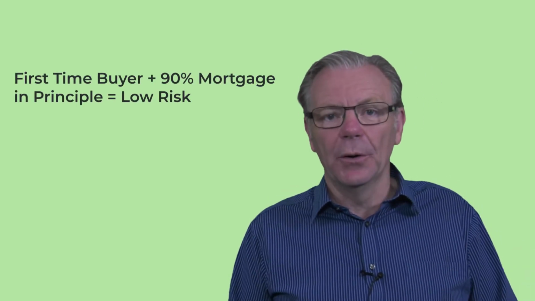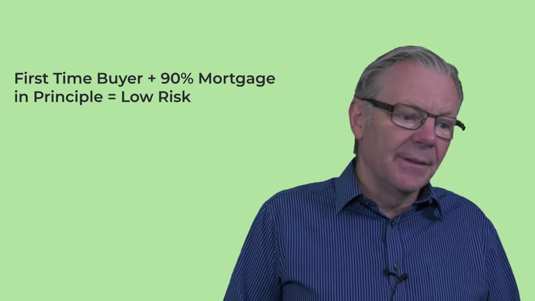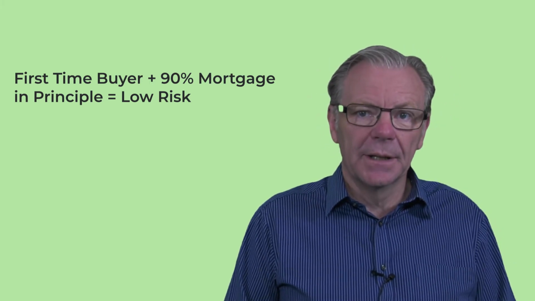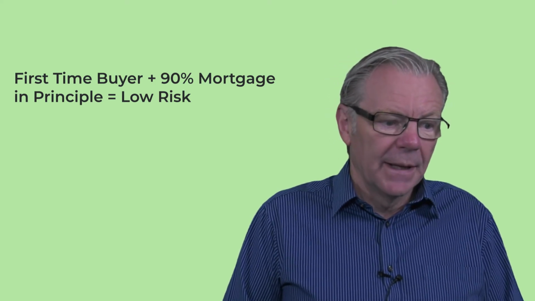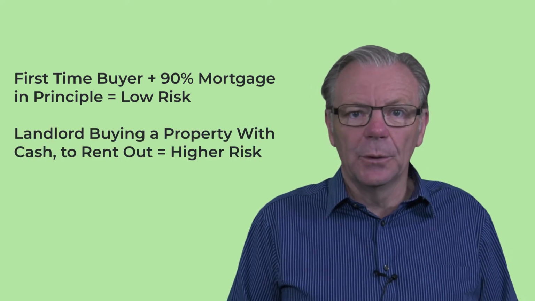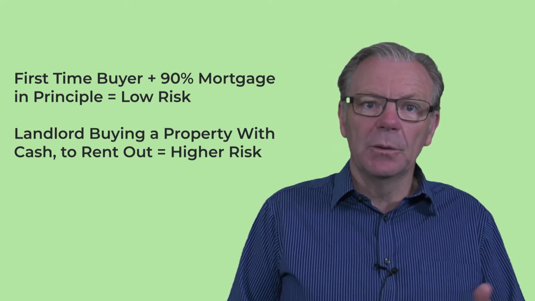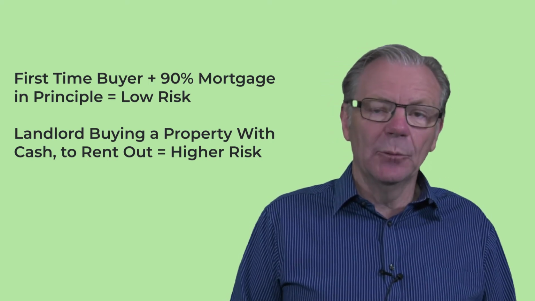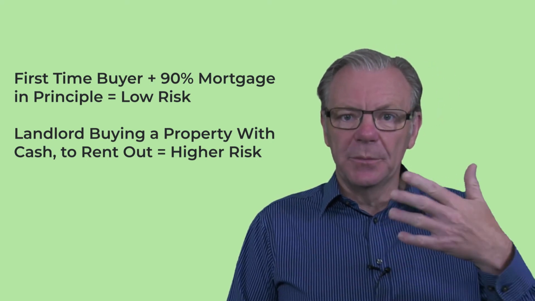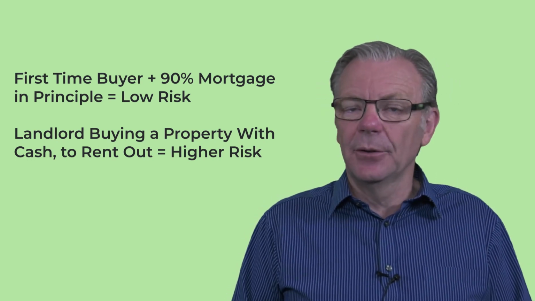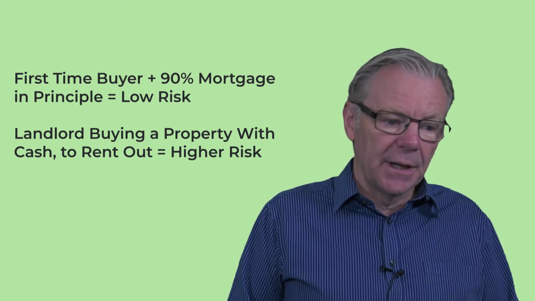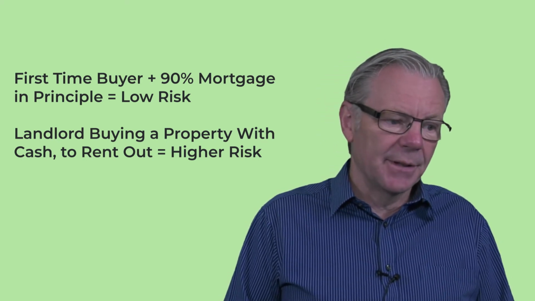When you're dealing with buyers, then of course, if you have a first-time buyer that has a 90% mortgage in principle offer from a bank, then they're going to be seen as low risk, not going to be hiding their identity. Very simple and straightforward. Again, you might have a landlord who wants to buy a property that he wants to rent out for cash. He would be seen as a higher risk because you may not get to meet him in person, and he may want to disguise the fact that he's a landlord renting out a property. So therefore, you take greater steps to verify his identity.